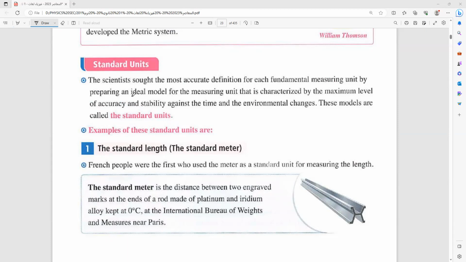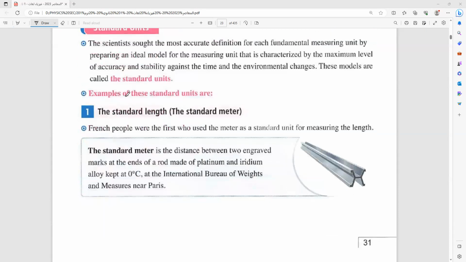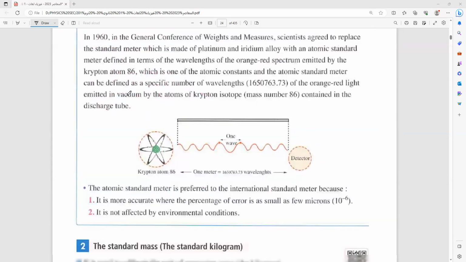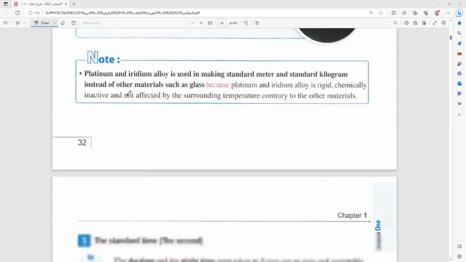Inshallah, next session we will talk about the standard units, which are used over the world: standard meter, standard kilogram, and standard second, inshallah.